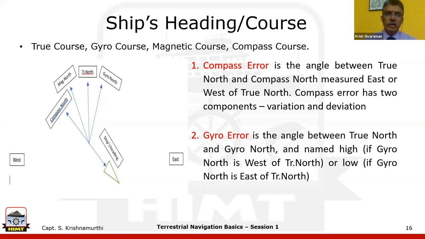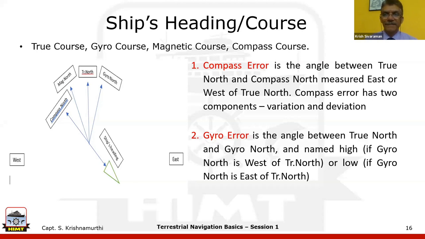Now, suppose your true course is 342 and your gyro course is 343. I repeat, your true course is 342 and your gyro course is 343. One degree high. Good. And where is the gyro north with respect to true north? Is it to the east or to the west of true north? East. 001. It is east of true north.